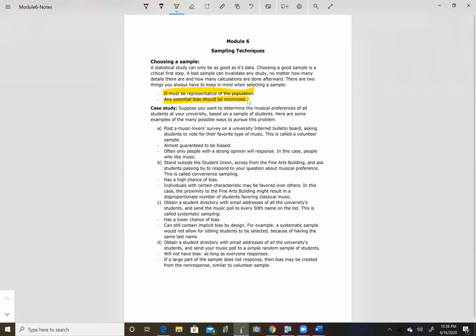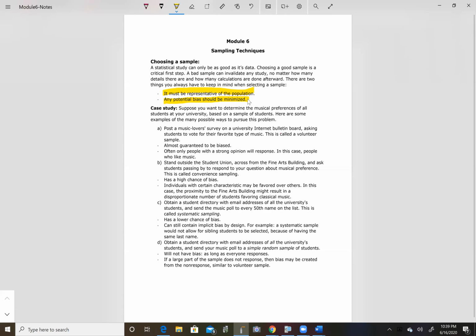So A says, post a music lover survey on a university internet bulletin board asking students to vote for their favorite type of music. This is called a volunteer sample. Okay, so this is almost always guaranteed to be biased. Often only people with a strong opinion will respond. In this case, people who like music.